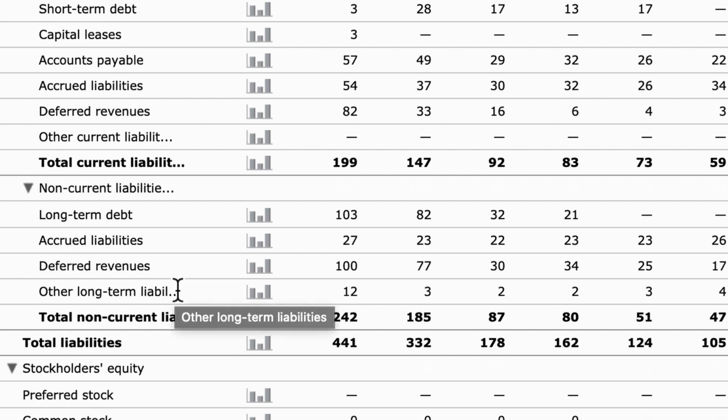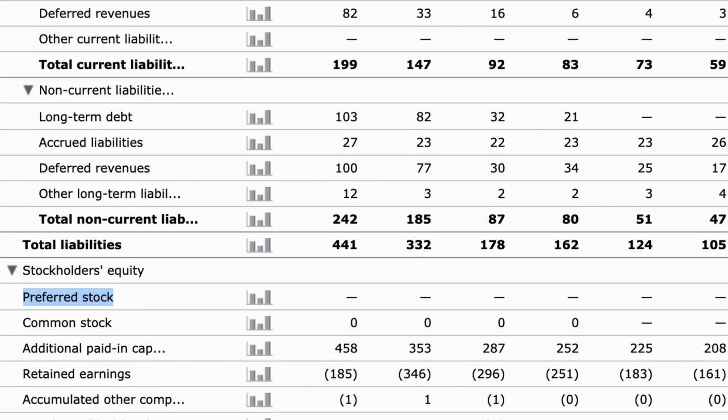Preferred stock and common stock I wouldn't pay too much attention to, but retained earnings is the big number here. And what retained earnings is, is the profits that they are pretty much making and retaining. And you can see here 346 million goes down to 185. So that's actually a trend moving upwards, even though these numbers are negative. That's why they're in brackets.